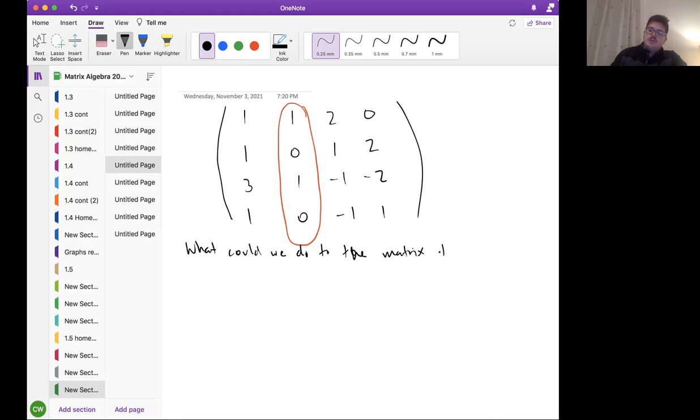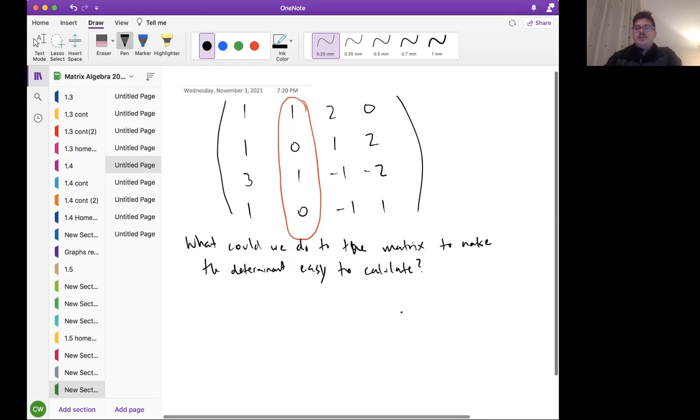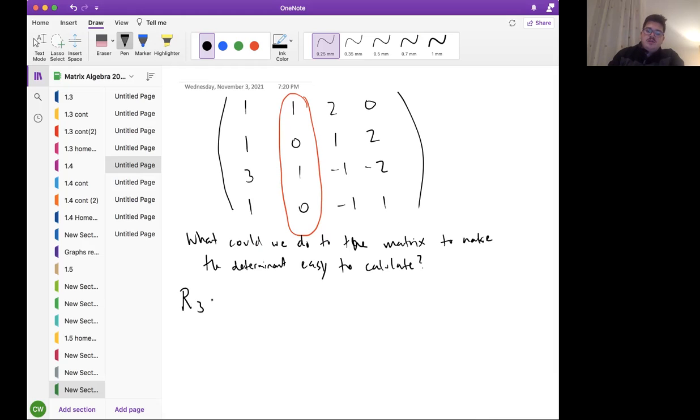Good, we can do row ops to make the determinant easy to calculate. Well, in this question, what row op do you think we could do? So remember, the goal is I want to get a lot of zeros, right? So if I do row 3 to row 3 minus row 1, then we get an extra 0.